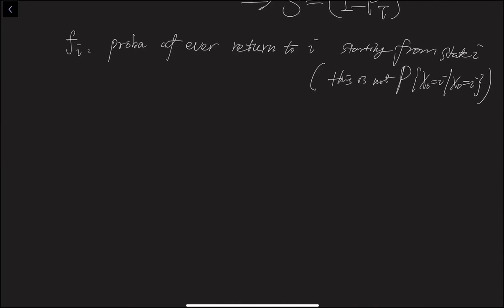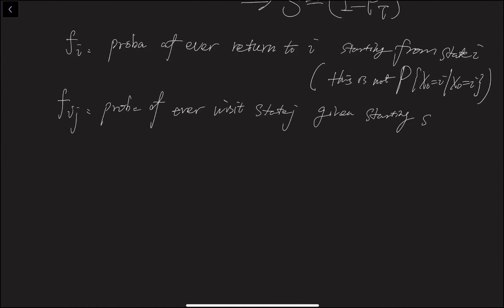And after we learned the Sij, we can similarly define Fij. Fij is the probability of this Markov chain ever visiting state j, starting from state i. All right. And this special case is especially Fi, which is Fii.